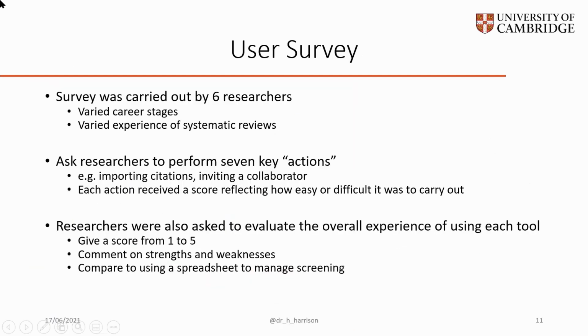So we then moved on to a user survey for those top 6 software tools that we found from the feature analysis. We carried out a survey of 6 researchers. We asked them to use each of the tools and perform 7 actions that we thought would cover what we expected to happen when they were carrying out screening. So importing citations, inviting a collaborator, actually making a screening decision, exporting the citations, things like that.